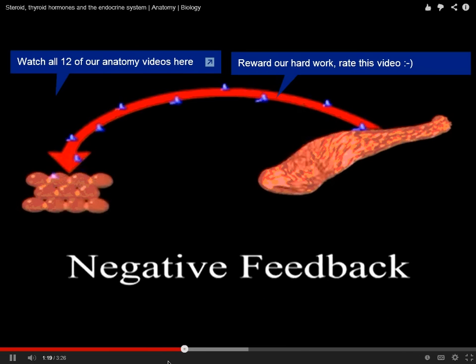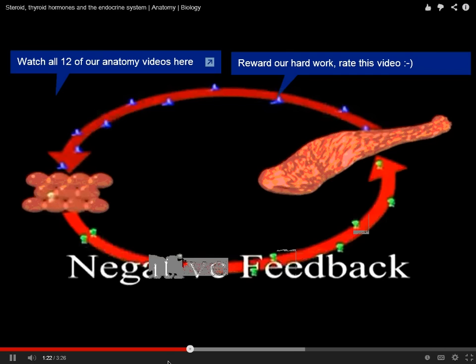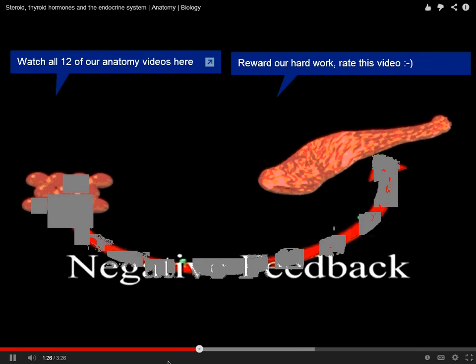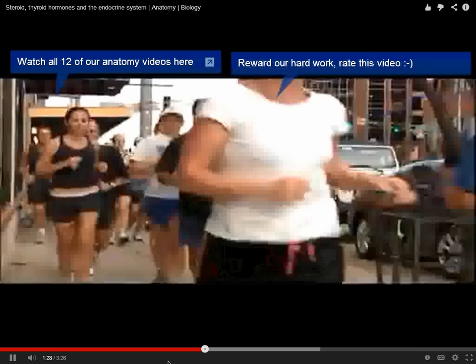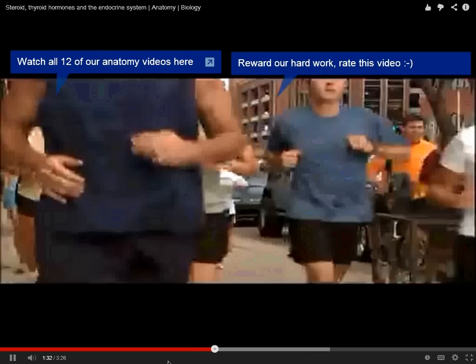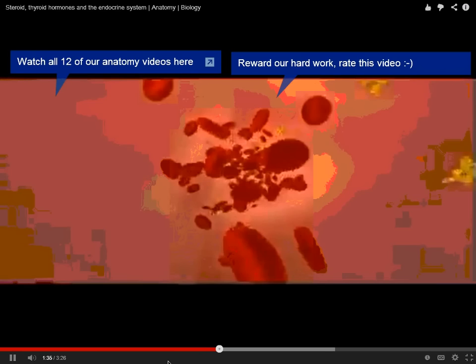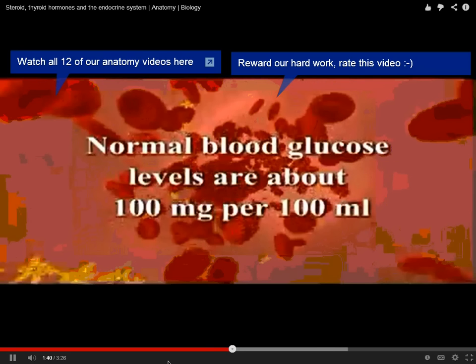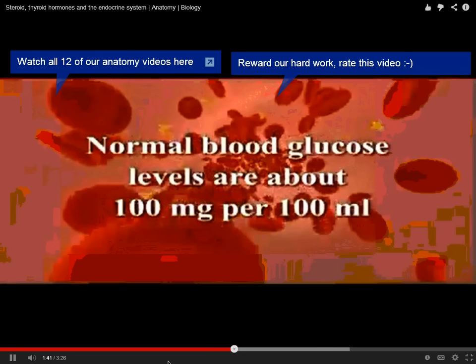Negative feedback is a process in which the secretion of a hormone causes effects in target cells that inhibit further secretion of that hormone. Negative feedback is an important way of maintaining homeostasis, that is, keeping conditions within the body relatively constant over time. For example, it is important to keep the level of blood glucose at about 100 milligrams per 100 milliliters.